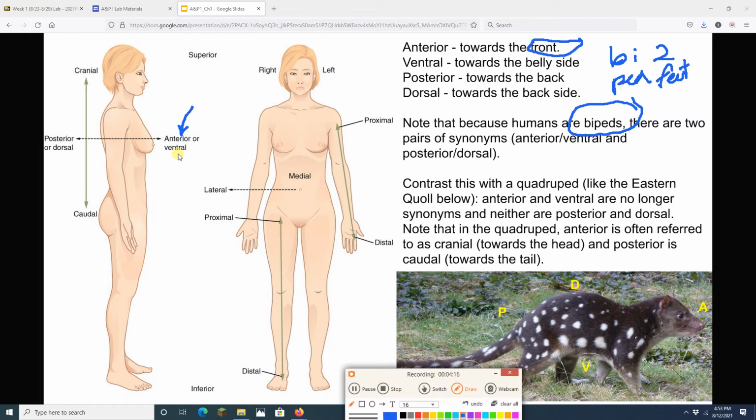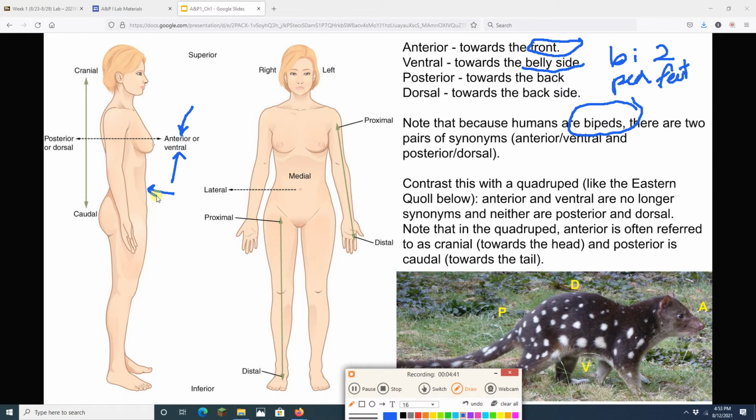That other term is called ventral. Ventral literally means towards the belly side. So there's the belly right there. And our belly side, because we're bipeds, is the same as our front or our anterior side. All right, so anterior, ventral, meaning to the front.